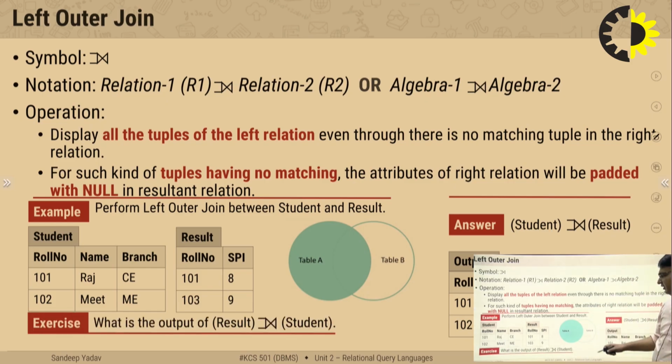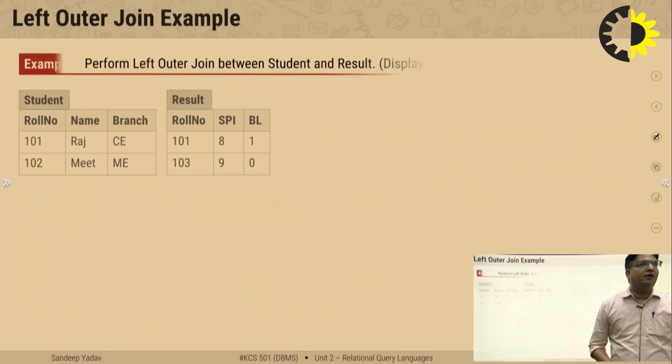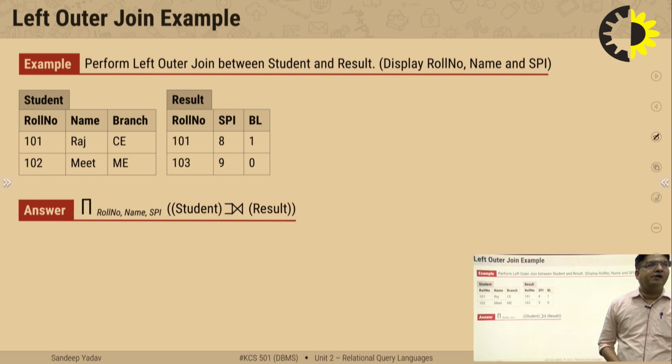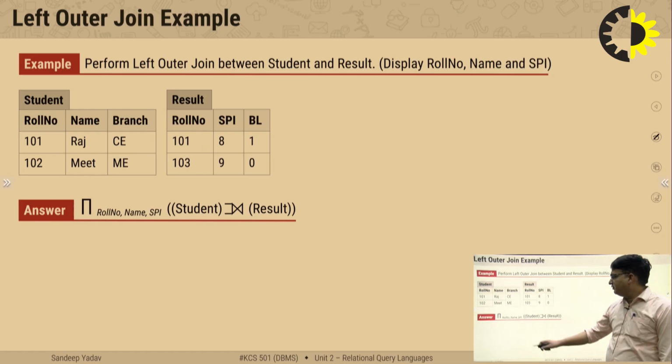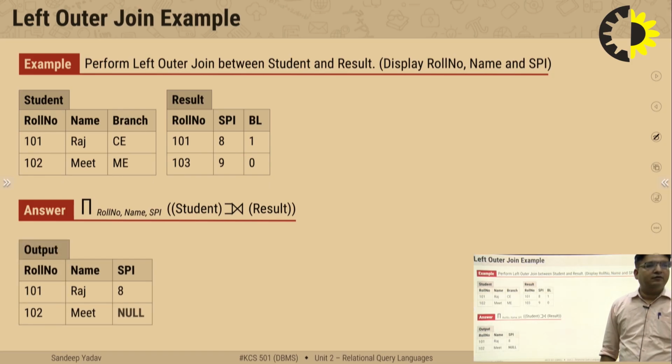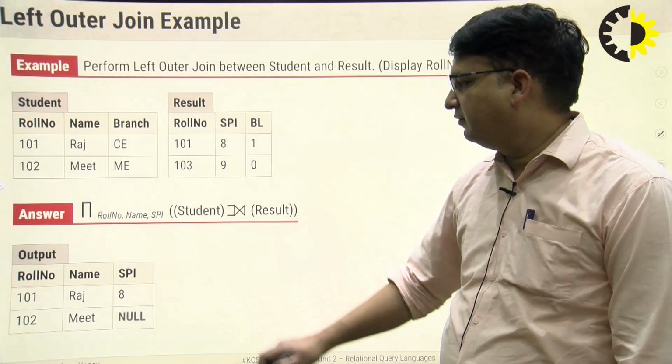So clearly, left outer join shows all the values of A and the matching values of B. Now perform the left outer join between the student and the result. Only display the roll number, name and SPI. So what we want to display is roll number, name and SPI. This is how the query will work.